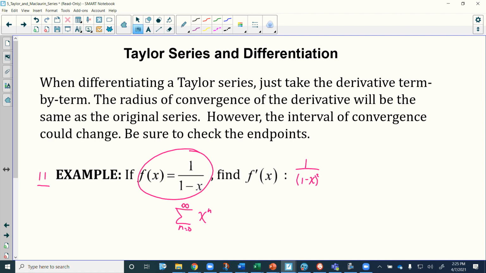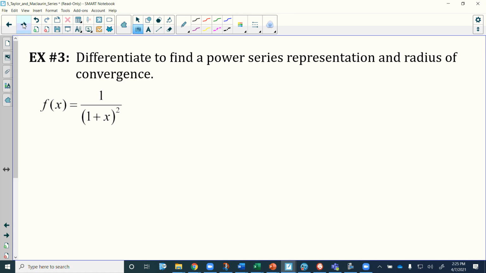So we are going to be using differentiation to help us with some of these problems, but again, I'm not quite connecting what the example here was supposed to be for those of you that are following along with the notes in class. But this example gives us a clear objective. Differentiate to find a power series representation and the radius of convergence.